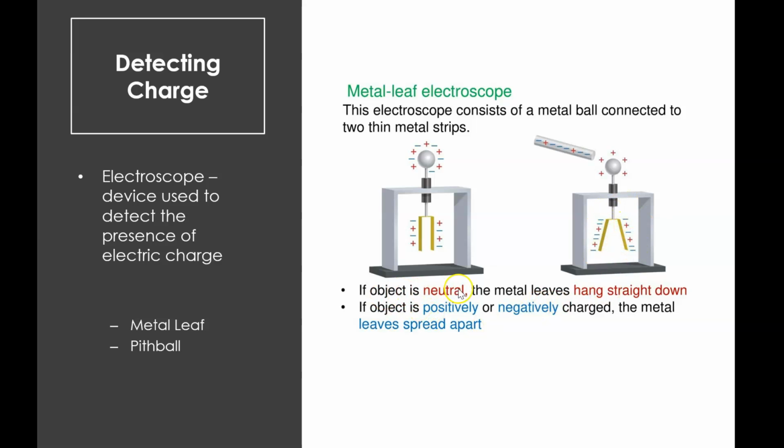So if an object is neutral, the metal leaves will hang straight down like this. But if this object right here is either positively charged or negatively charged, the metal leaves will spread apart. And that's how we know that there is charge present, when those metal leaves spread apart.